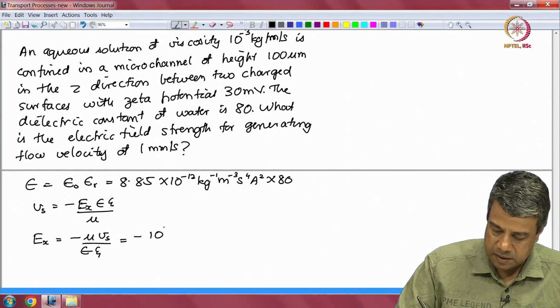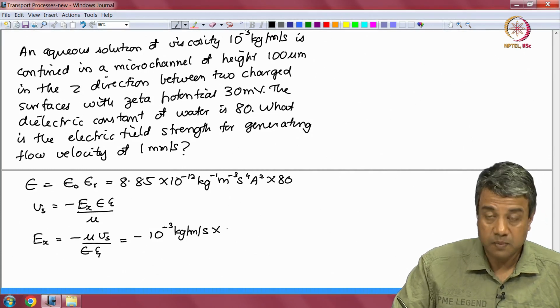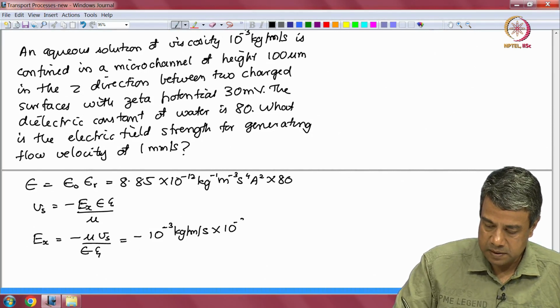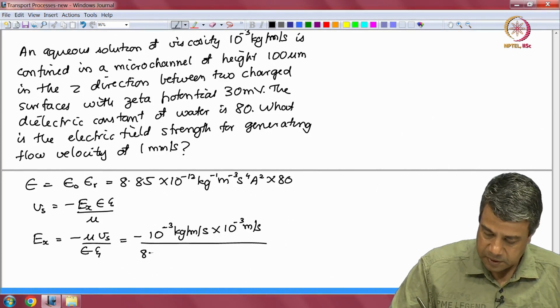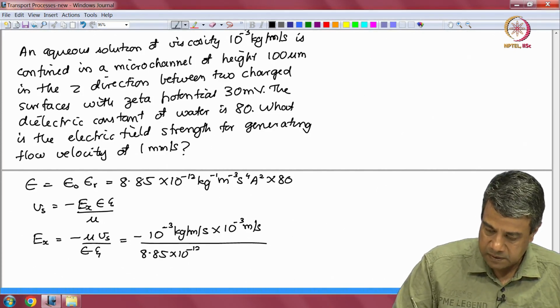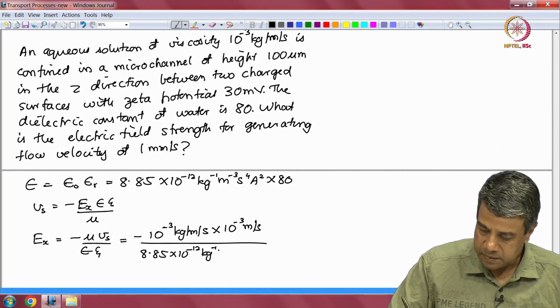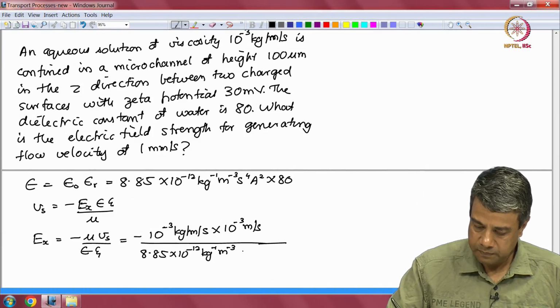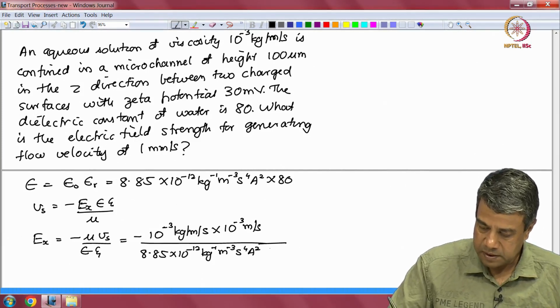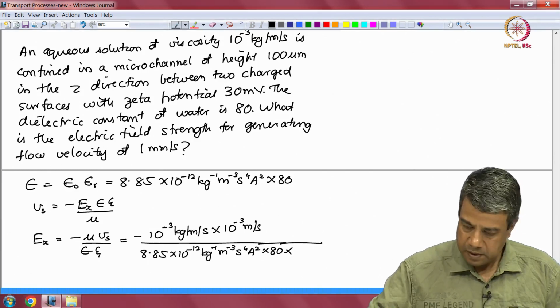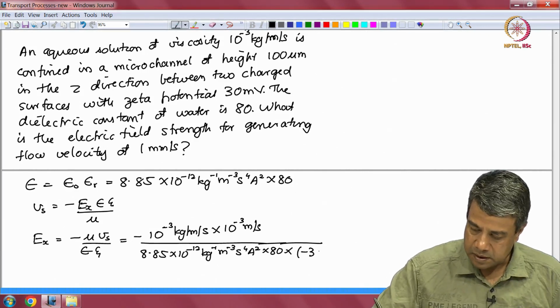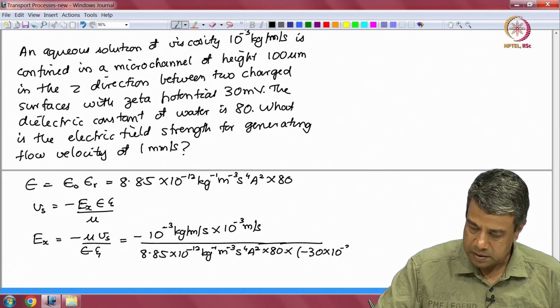Minus 10 power minus 3 kg per meter per second into 1 millimeter per second velocity, which is 10 power minus 3 meters per second. Epsilon is 8.85 into 10 power minus 12 kg inverse meter minus 3 second power 4 ampere square into 80 into zeta. Zeta is the potential, so this potential is minus 30 into 10 power minus 3 volts.